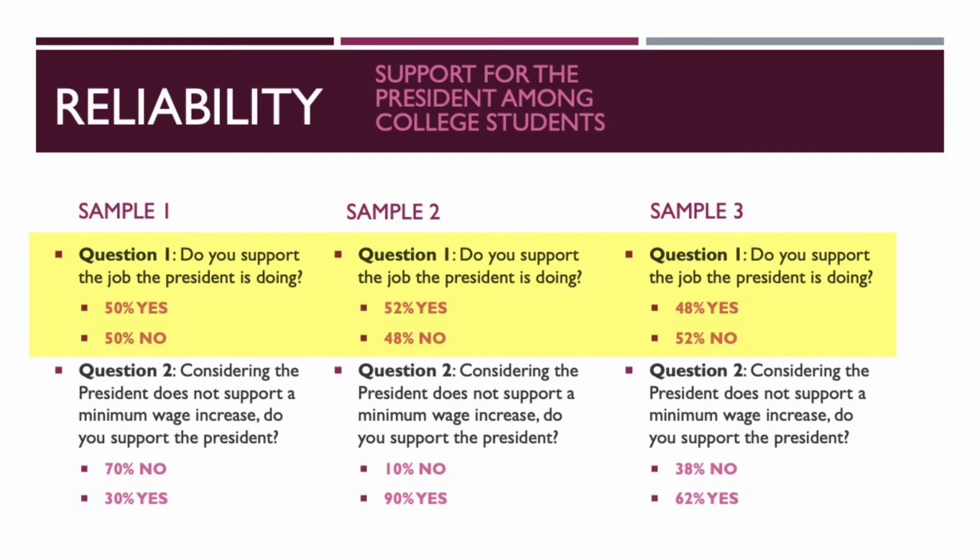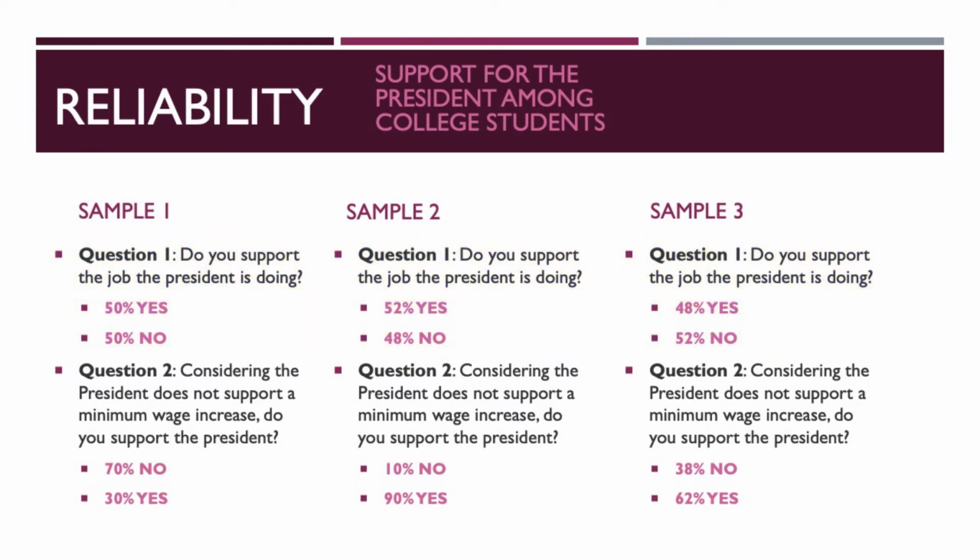For the first sample, we see a 50-50 split. In sample 2, we see that 52% said yes, they support the president, 48% said no. And then in our third and final sample, we see 48% said yes, and 52% said no. So when we look at all of the responses across all of our different samples, would you say that question 1 is reliable? Well, it seems to be, right? These are pretty consistent. We see that support ranges from about 48 to 52% in support for the president. So that seems pretty consistent.